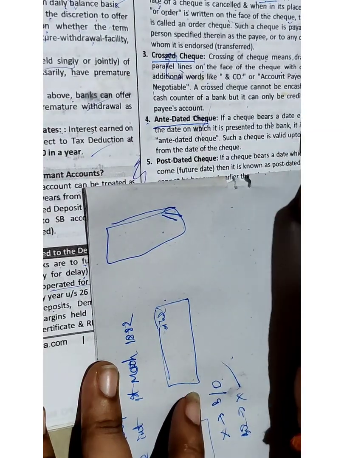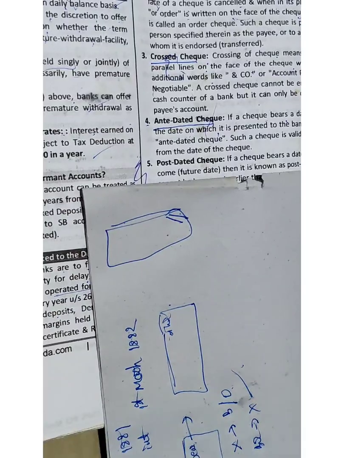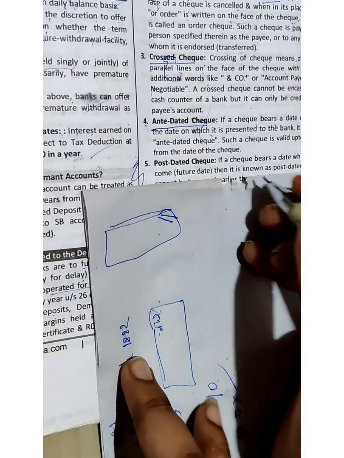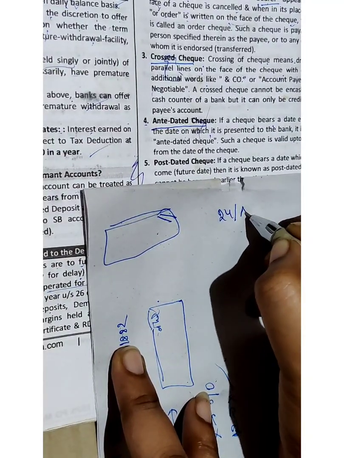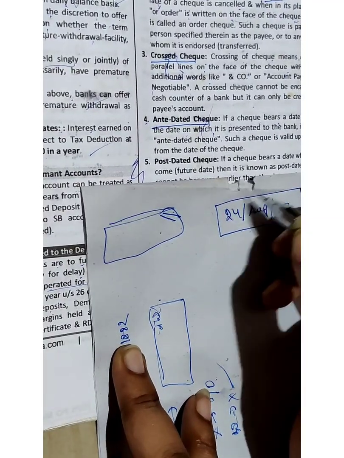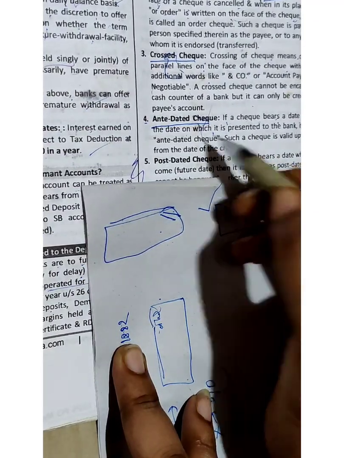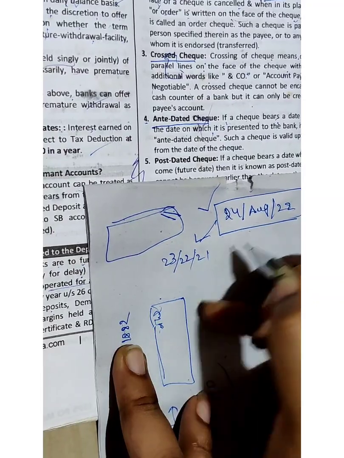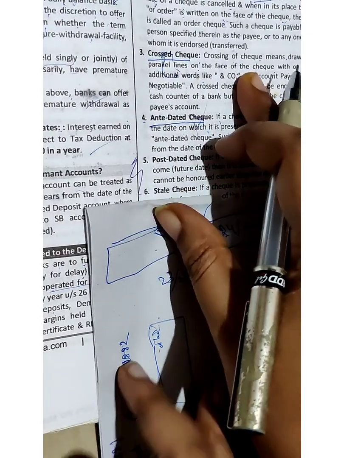If a check bears a date earlier than the date on which it is presented to the bank, suppose 24 August 2022 was the bank presented date. So what was the antedated check? If a check bears a date earlier than that date, it means 23rd, 22nd, 21st, so earlier than the 24th, this check is called the antedated check.